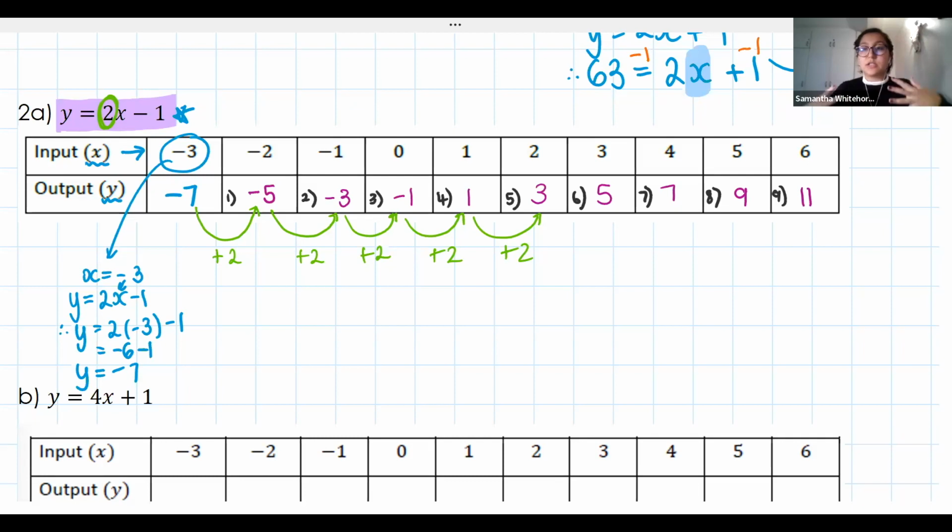All right, so this is why all of these things interlink and go together. This is a relationship between x and y, but we can put it into a number pattern and we can start to see how these things all relate to each other.